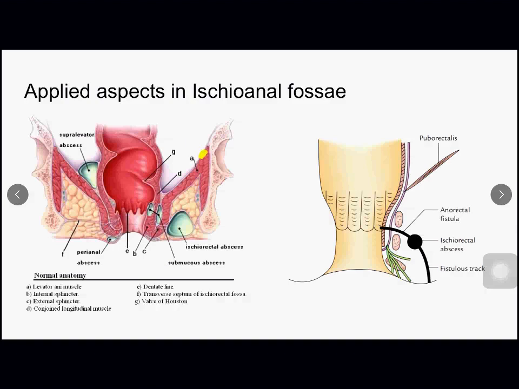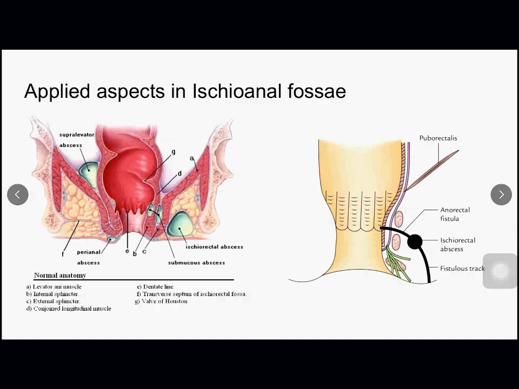Sometimes you have a hiatus here, called the hiatus of Schwalbe. From this hiatus any infection in the pelvic cavity can migrate, come down and present as an ischiorectal abscess. Another applied aspect I told you: if there is an ischiorectal abscess on one side, it is definitely going to spread to the other side through the horseshoe shaped recess.